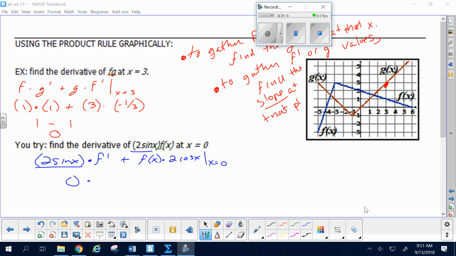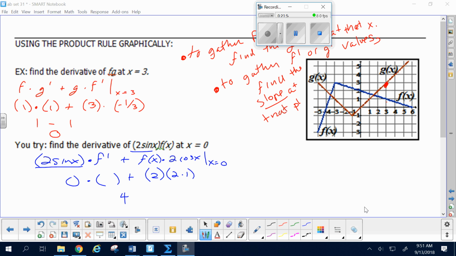Sine of 0, is that 0 or 1? 0. So I don't actually even need to sweat that. I don't really care what the derivative is there because it's going to 0 out anyway. I could find out what f prime at 0 is: negative 1/3. It doesn't matter because it's going to 0 out. What about f at 0? What'd you say for f at 0? It's 2. That's the y value at 0. And 2 cosine of 0 is 2 times, what's cosine of 0? 1. So did you get 4? Yes? Okay.